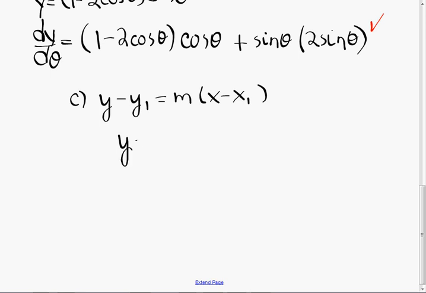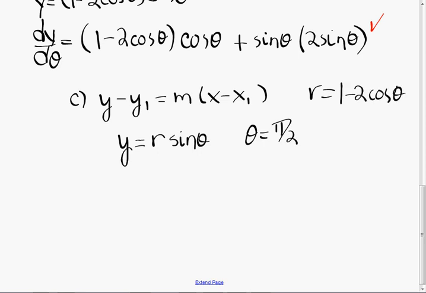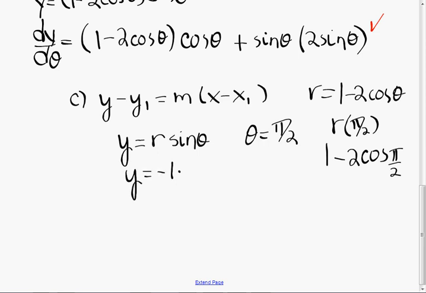Okay, so what's the y1? It's r times the sine of theta. And theta is equal to pi over 2. Okay, so it's going to be equal to r. R was 1 minus 2 cosine theta. So what's r of pi over 2? It's 1 minus 2 times the cosine of pi over 2, which is what? Negative 1. So it's negative 1, and the sine of theta is 1. That's the y value. Isn't it negative 1? Cosine of 90 degrees? Oh, wait, what's the cosine of 90 degrees? I'm getting mixed up. I'm tired. It's 0. So it's 1.